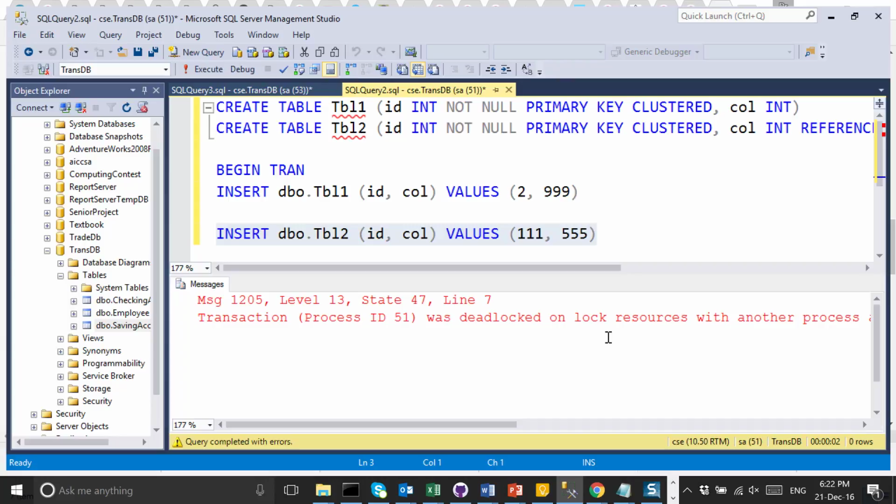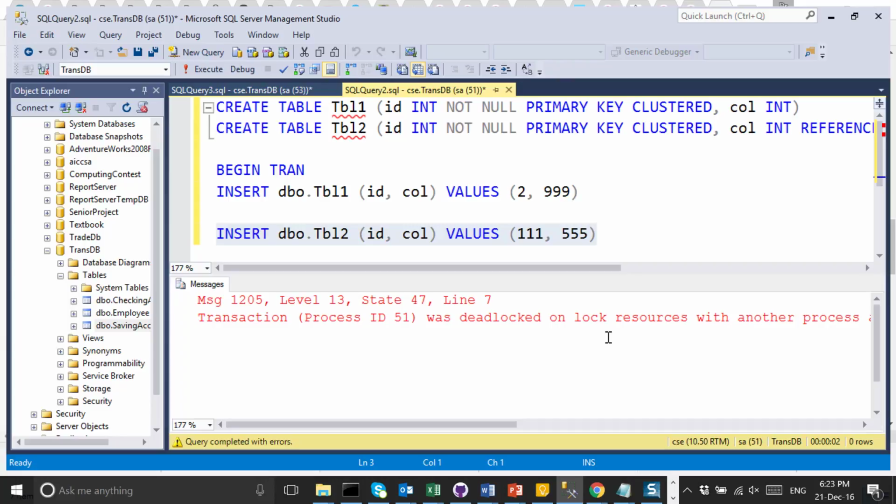It has to wait. And then T1 came along trying to get an exclusive lock, and T2 already has an exclusive lock. So T2 is waiting for T1 to get the shared lock on table 1. And T1 is waiting on T2 to get an exclusive lock on table 2. And basically they are waiting for each other. This is a deadlock. So most servers have either deadlock prevention mechanisms or deadlock detection mechanisms. Most servers do deadlock detection.